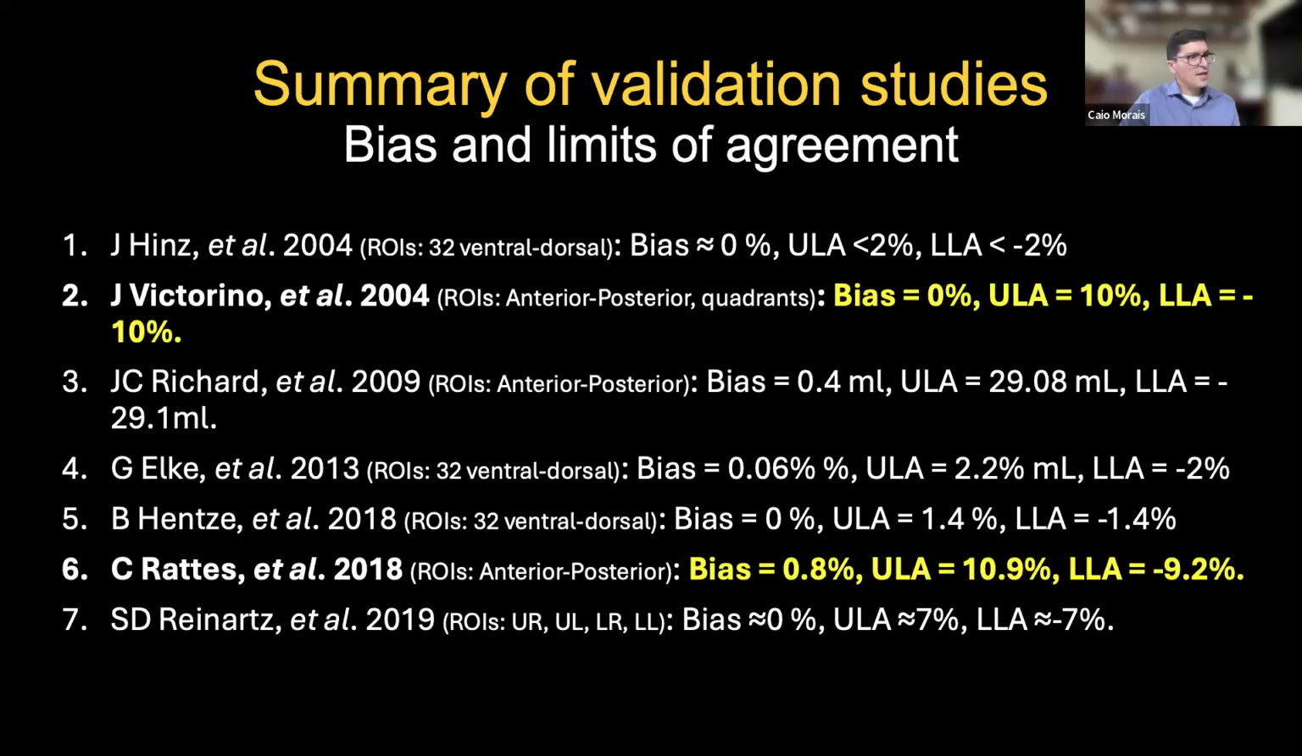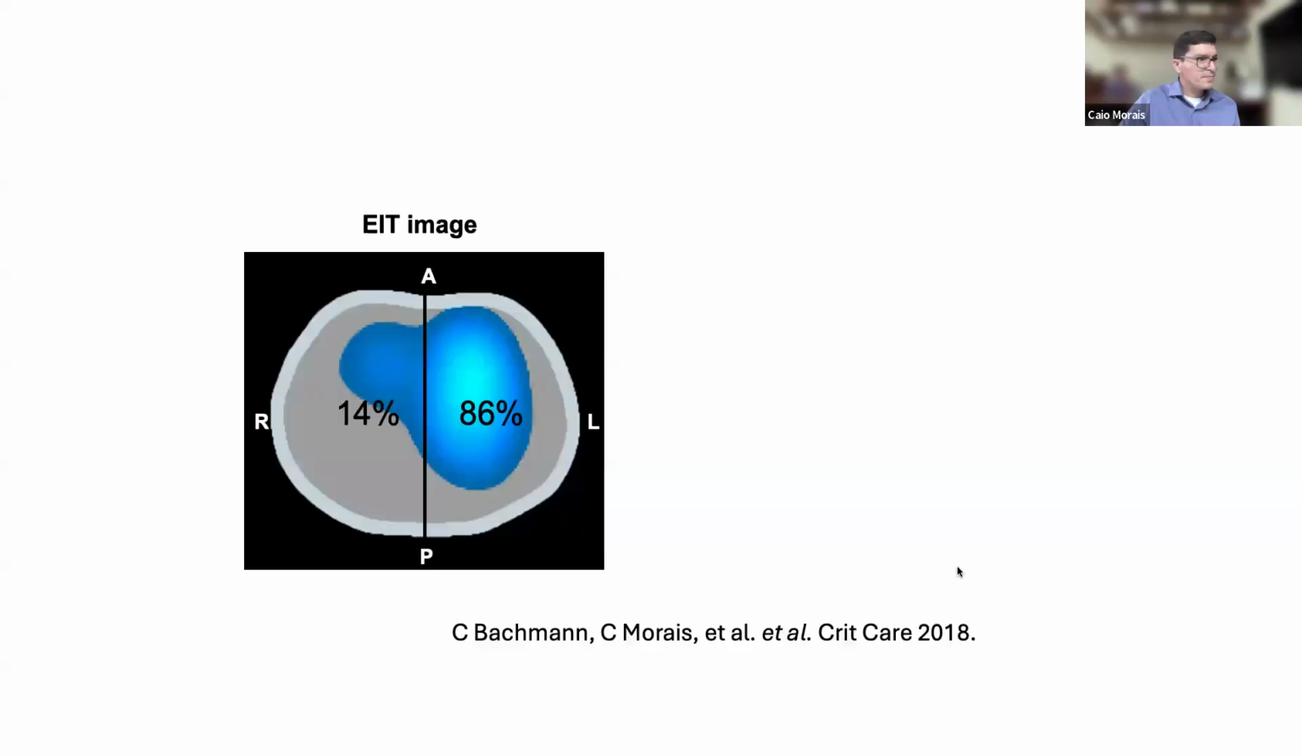And having this information, we were able to compare with other validation studies using EIT with CT or a different gold standard imaging method. And clearly, we can see comparable numbers when we look at anterior, posterior, and right and left ROIs. For controlled ventilation and spontaneous breathing, we have similar numbers, about 10% upper and lower limits of agreement. So after this brief summary of EIT performance in assessing ventilation, let's take a look at this image.